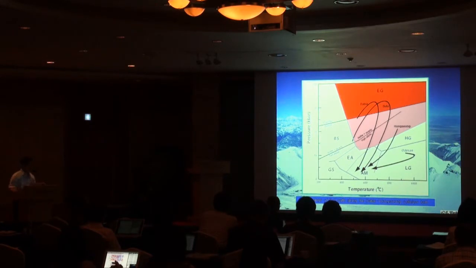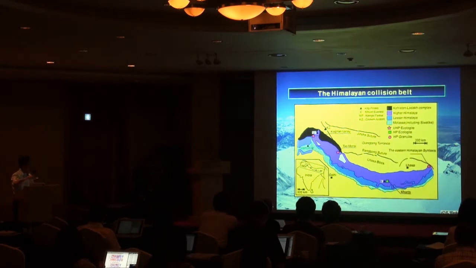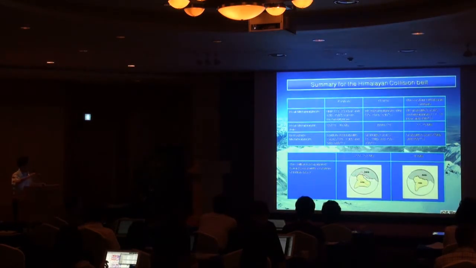There are some patterns. So let's move to the Himalayan area. Ultra-high pressure metamorphism is found in the western part of the Himalaya with eclogite. But in the middle part, only high pressure eclogite is found without ultra-high pressure metamorphism. And in the easternmost part, there is no eclogite; we found high pressure granulite facies metamorphism. So the summary is like this.